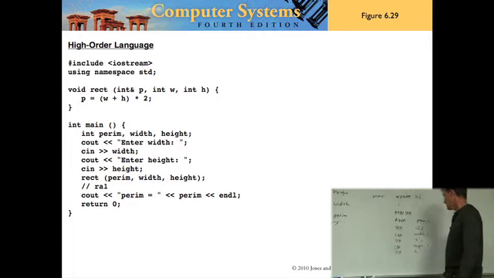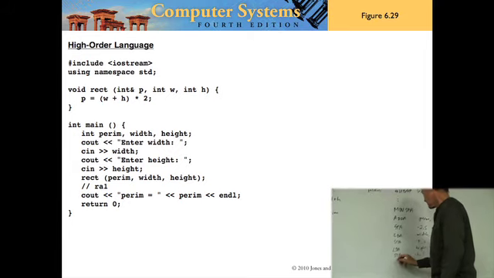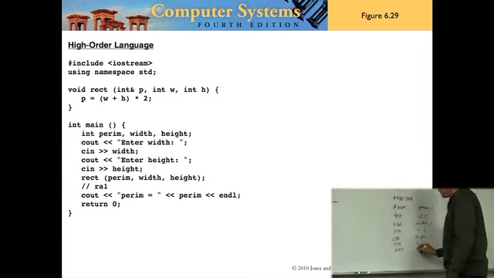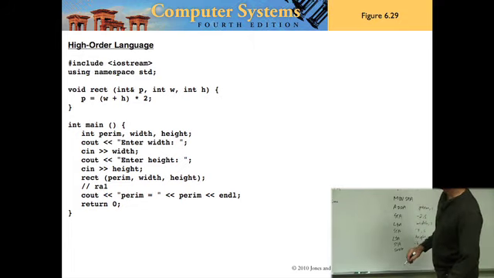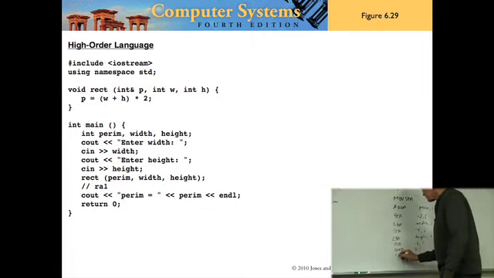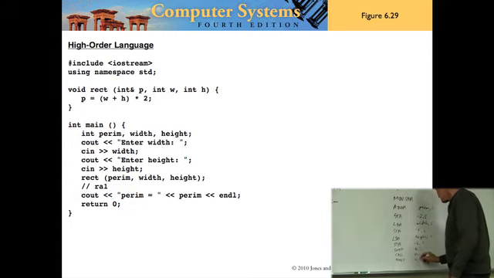Now we sub SP. How much? 6, I think, right? Yeah. 6 immediate. Call rect. And then add SP, 6 immediate, dot, dot, dot.